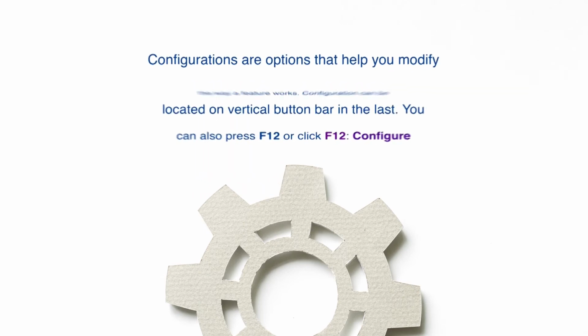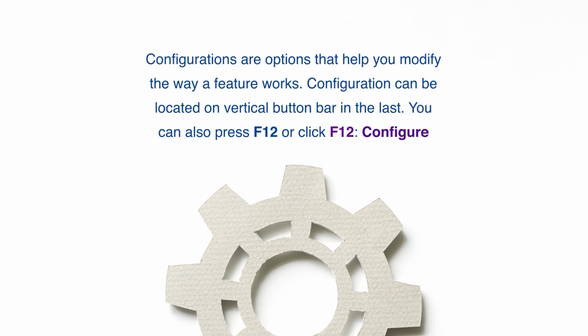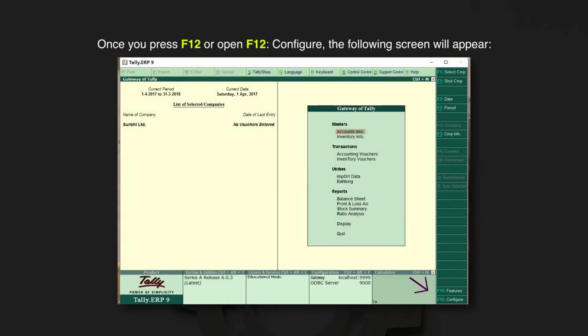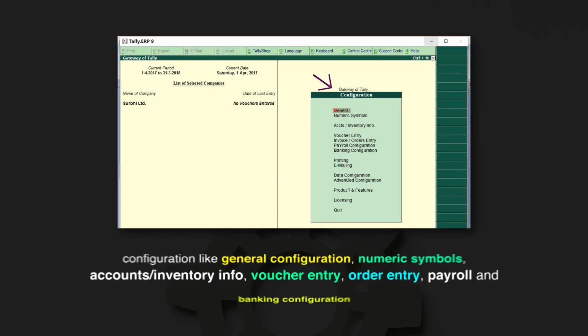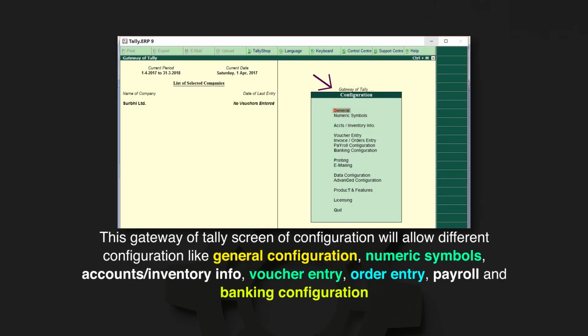Now what are configurations? Configurations are options that help you modify the way a feature works. Configurations can be located on the vertical button bar, at the last. I have already told you F11 is for features, similarly F12 is for configuration. You can press F12 directly from the keyboard or you can click F12 Configure. This arrow shows the F12 Configure in the vertical button bar. Once you press the configuration, the following screen will appear.